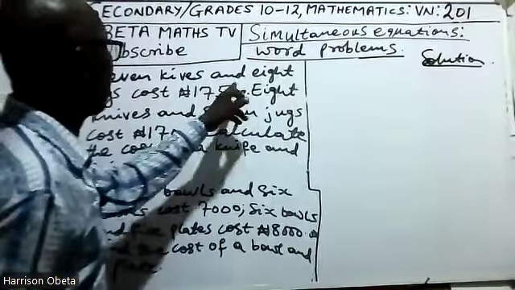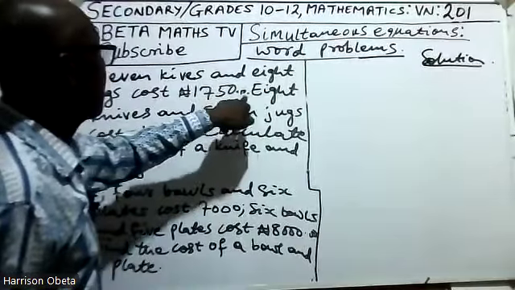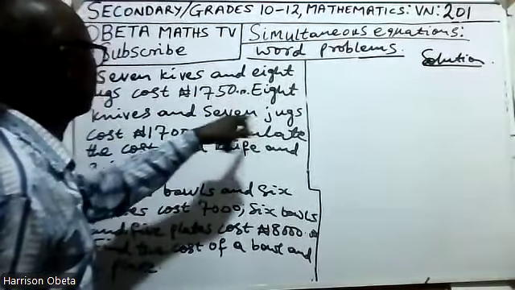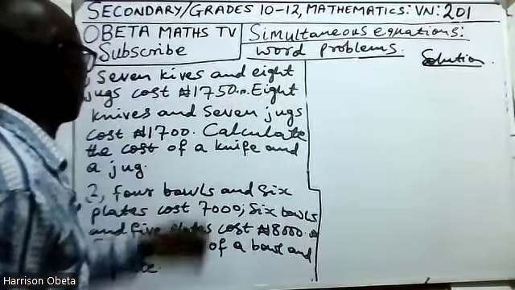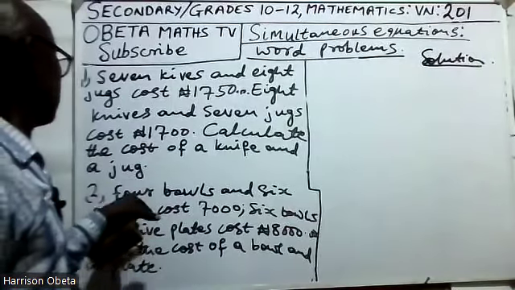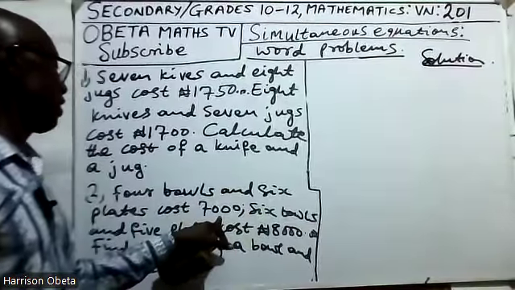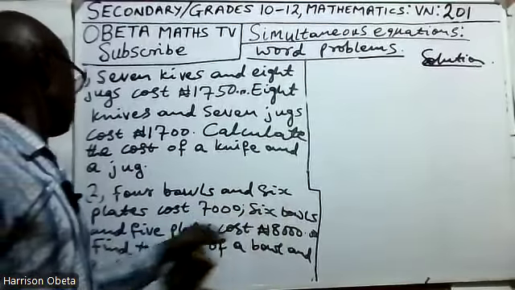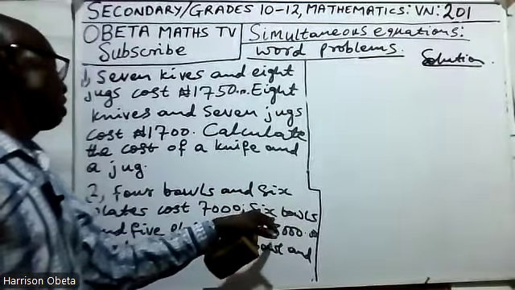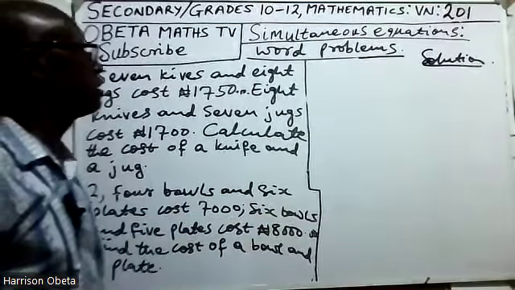The first one: 7 knives and 8 jugs cost 1,750. 8 knives and 7 jugs cost 1,700. We have to calculate the cost of a knife and a jug. The second one: 4 bowls and 6 plates cost 7,000 naira, while 6 bowls and 5 plates cost 8,000 naira. We have to find the cost of a bowl and a plate.